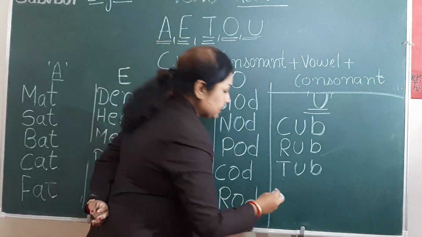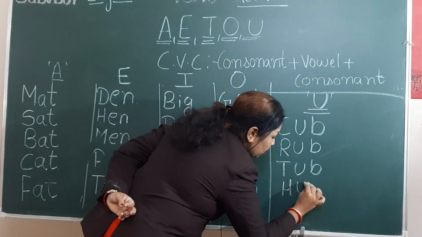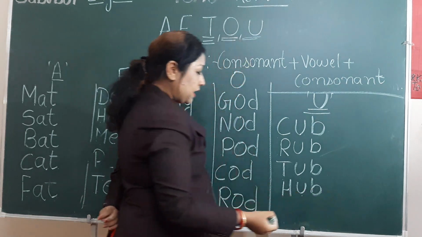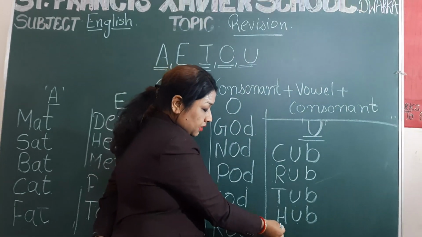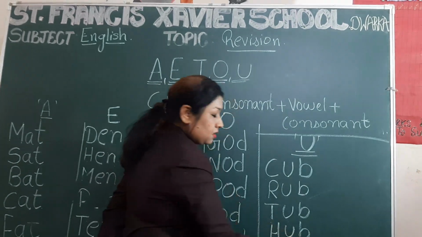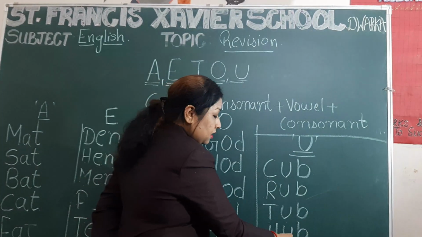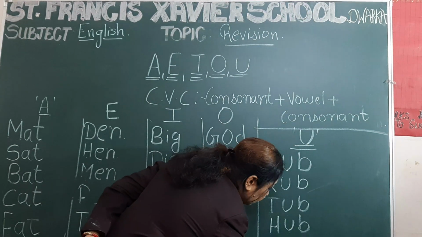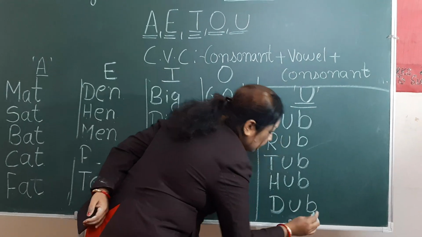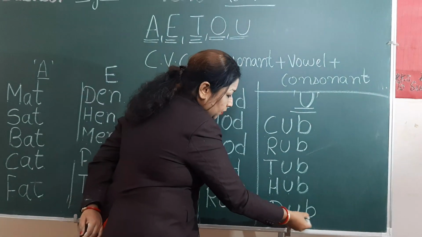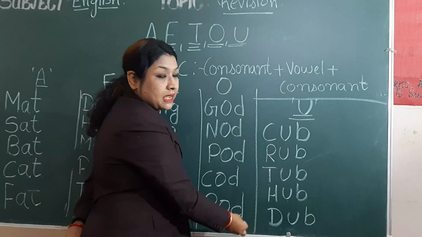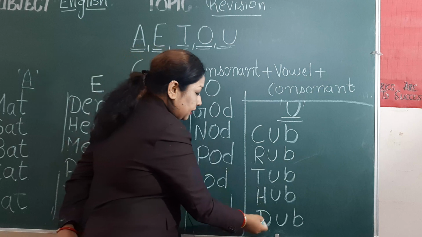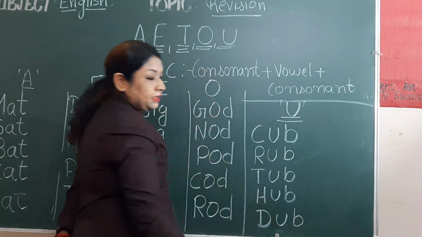The next word is H U B, hub. The sounds are h a b, hub. The next word is D U B, dub. The sounds are d a b, dub.